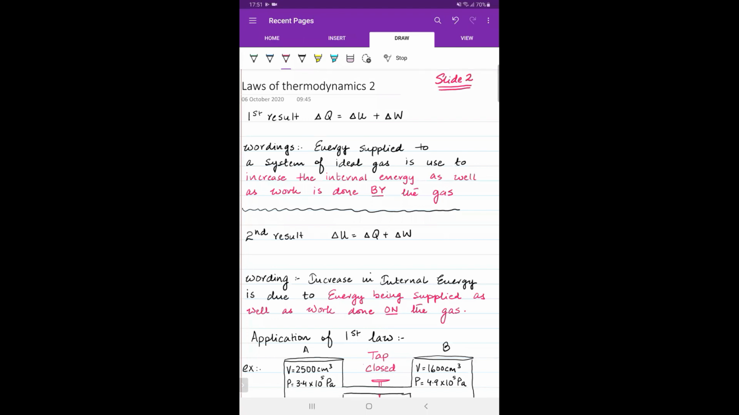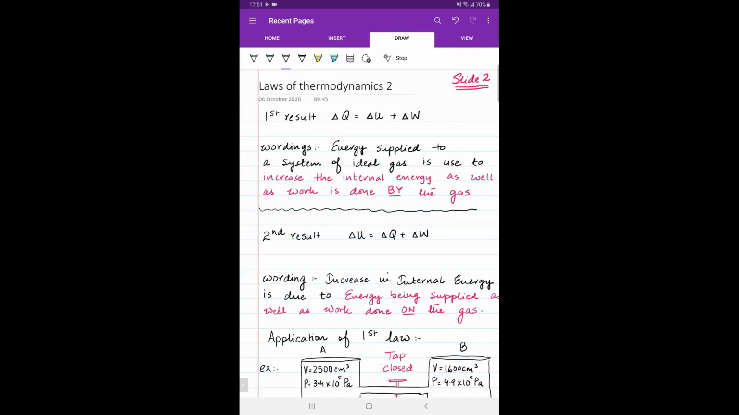So if they ask you for the word equation, based on the first result, your word equation should be: energy supplied to a system of ideal gas is used to increase the internal energy as well as work is done by the gas. The first result equation goes with the wordings of the first result.